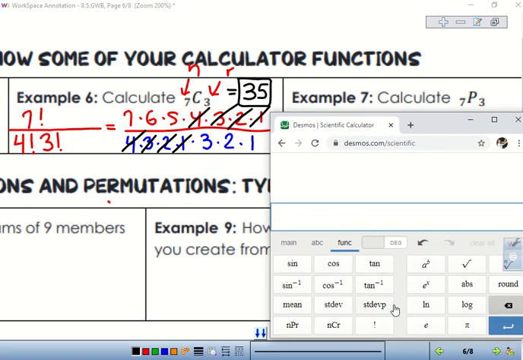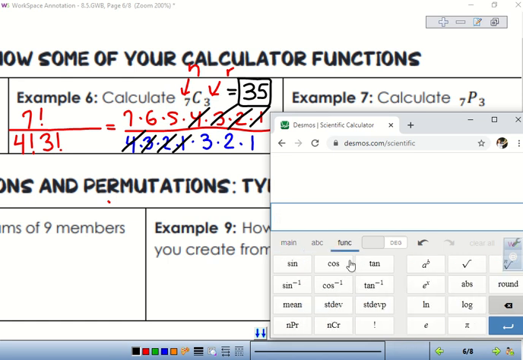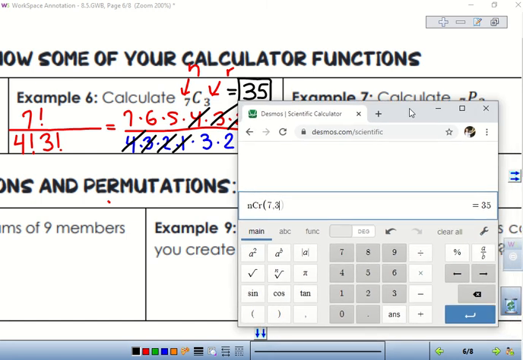Okay. So here's how you do it in the Desmos calculator, and then I'll talk about how you do it in the scientific. So 7 choose 3. You go to the function, and you hit nCr, because that's the one I'm using. And then you type in 7, 3, and it will give you the same answer we just got, 35.